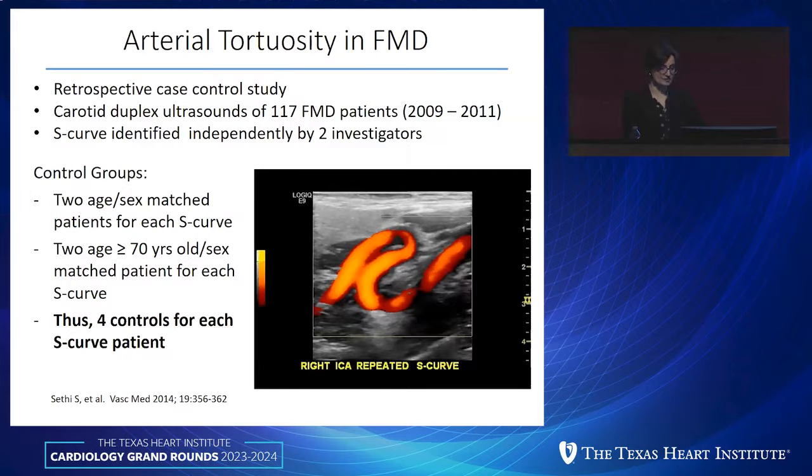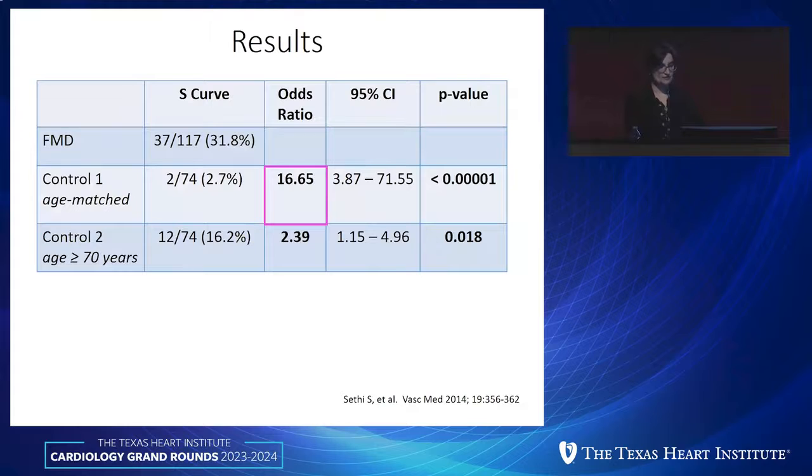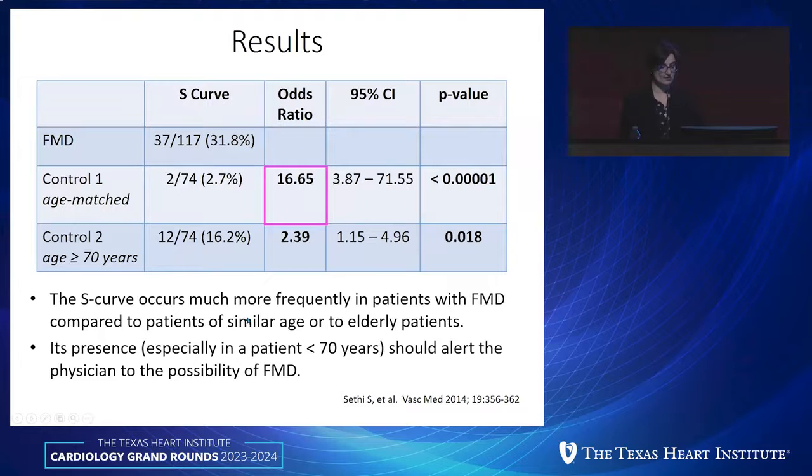This was a really cool study that Dr. Olin did a number of years ago, looking at duplex ultrasounds of patients with FMD who were matched to 2 different control groups, one that was age and sex matched and one that was age over 70 and sex matched, to see about the rate of this so-called S-curve and its relation. And what it found was that if you were under age 70, you were far more likely to have FMD. All of these odds ratios are compared to FMD as opposed to if you were over age 70. So the S-curve, particularly if you're under age 70, may be a sign of an underlying arteriopathy. So I wouldn't discount it.